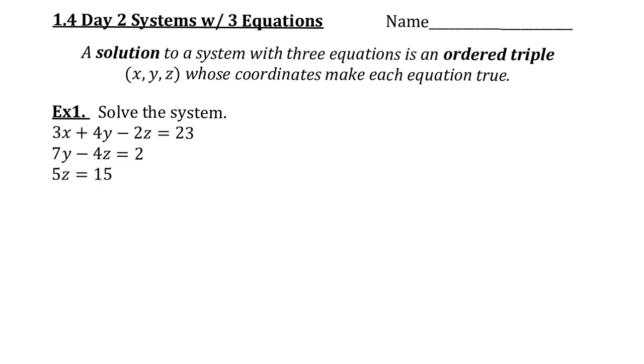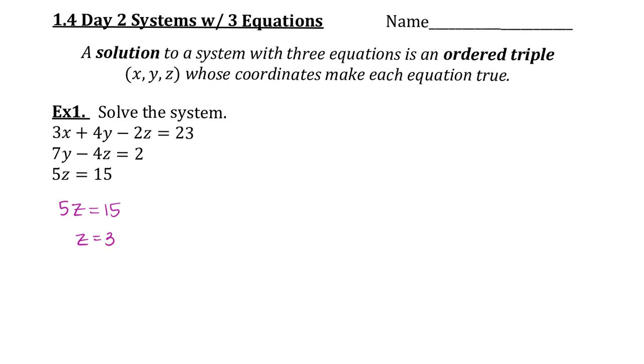When you look at it, if you see something that's easy to solve, I'm going to solve that first. So if I look at this, I see 5z equals 15. I can solve that right now. So let's go ahead and do that. 5z equals 15. What do I get? z equals 3. So I already got one of the variables for my ordered triple.